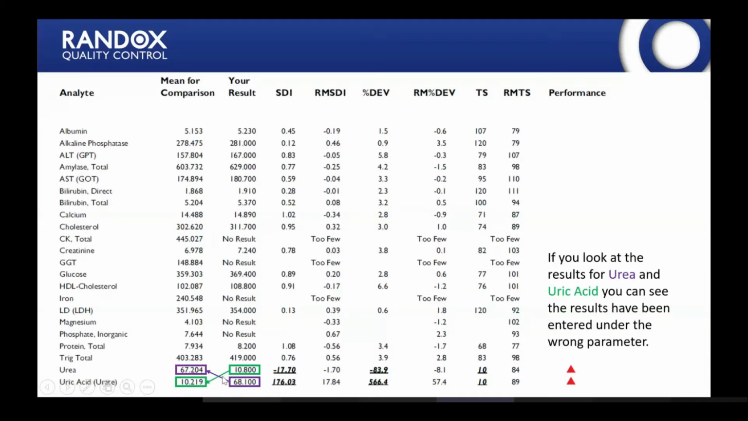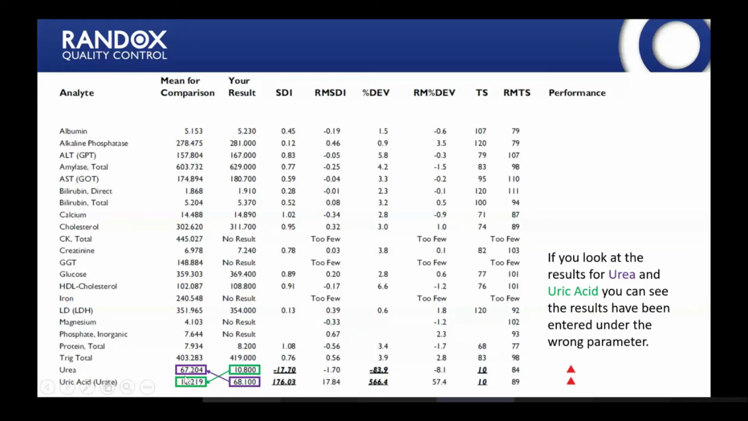And you can see that if they put the result in under the correct one, the performance would have been good. The lab's result for uric acid was 10.8 compared to 10.2, and the lab's result for urea was 68.1 compared to 67.2. So actually, if the lab had not mixed them up, their performance would have been good and nothing would have been flagged. But because they've mixed them up, we have our performance flag.